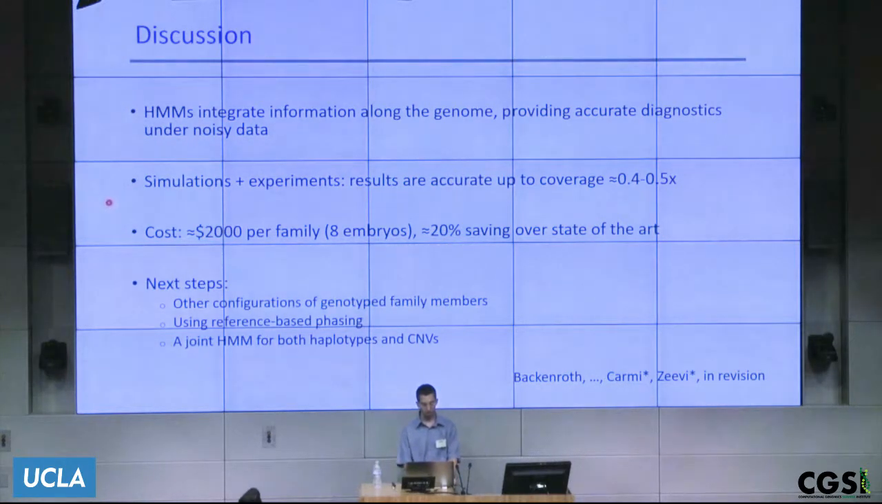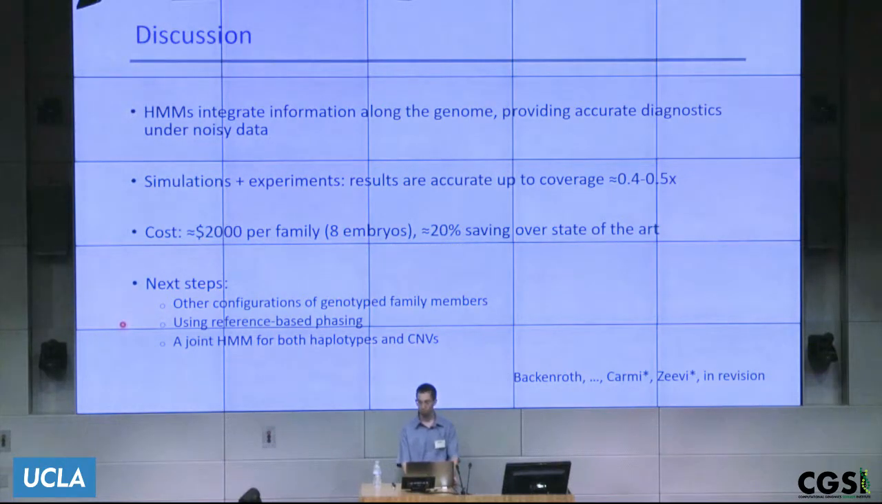But we believe this can be improved. For example, we may not have to genotype the parents if we can phase the embryos with reference data, which we have quite a lot of, at least for the Ashkenazi population. And we can also combine HMMs of the CNVs and the haplotypes. This is expected to give us better resolution and better accuracy for detecting both.